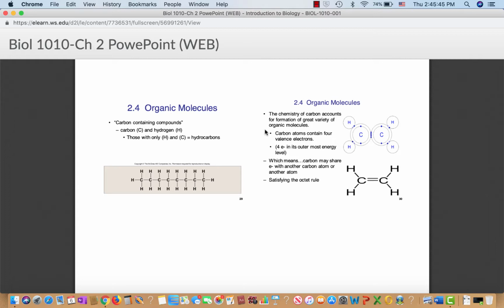Organic molecules are those that contain hydrogen and carbon. If you only have hydrogen and carbon, you are a hydrocarbon. Again, scientists are very clever with the names. For organic molecules, the chemistry of carbon accounts for the formation of most of them, which is why when you take organic chemistry, it's just tons and tons of this with different things on it. It's all about that carbon.